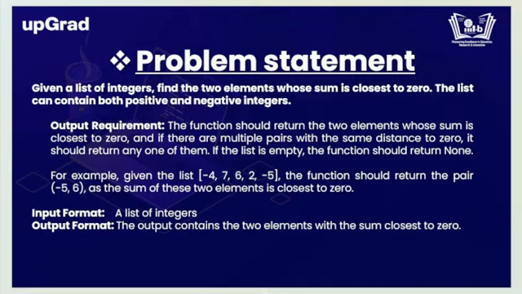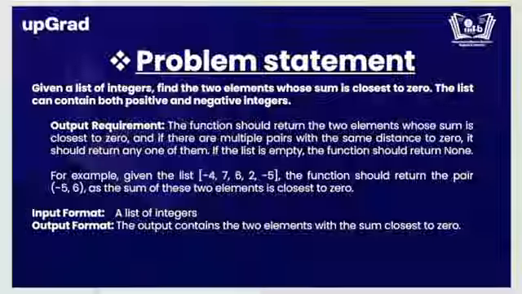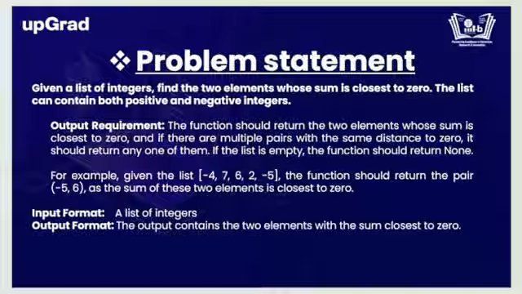If the list is empty, the function should return none. For example, given the list 4, minus 4, 7, 6, 2, minus 5, the function should return the pair of minus 5 and 6 as the sum of these two elements is very close to 0.